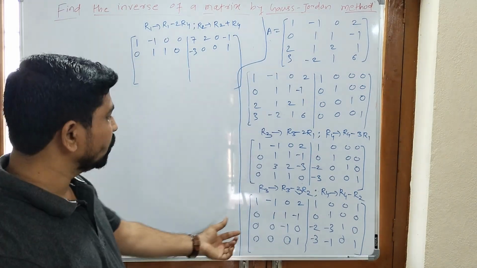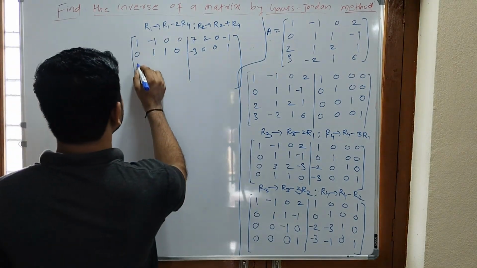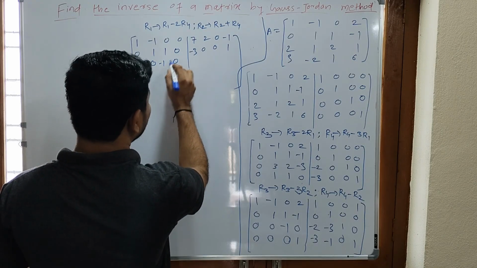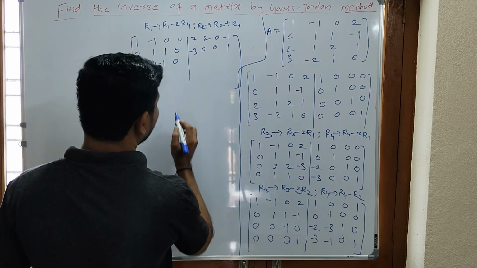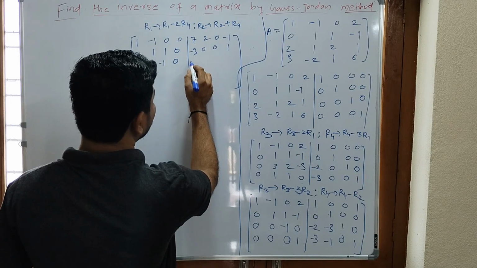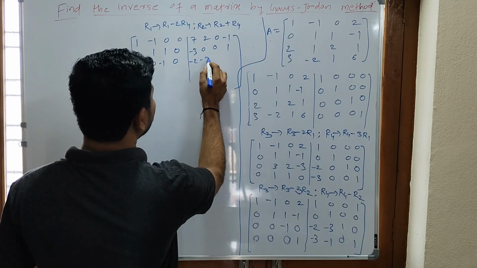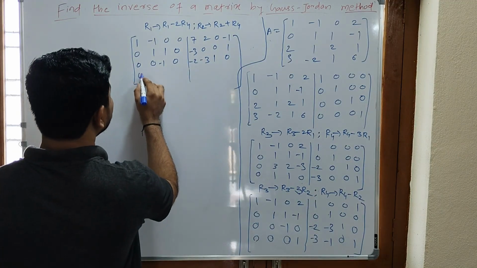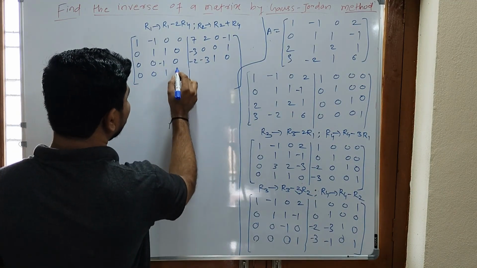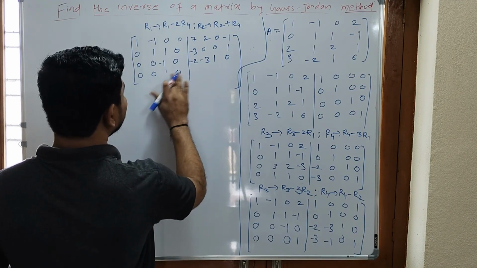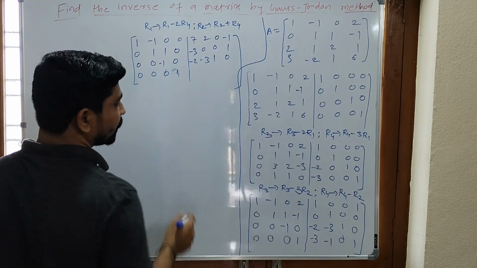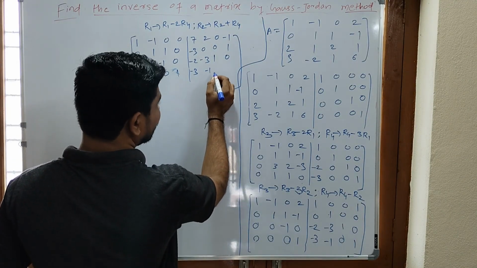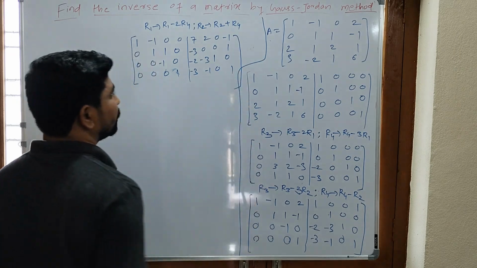Now come to the row R3. Here this is 0, 0, minus 1. This is 0, and row 3 here as it is minus 2, minus 3, 1, 0. Here fourth row is also 0, 0. This is 1, and this is 0, and this is 1. Now minus 3. This is minus 1. This is 0, and this is 1.